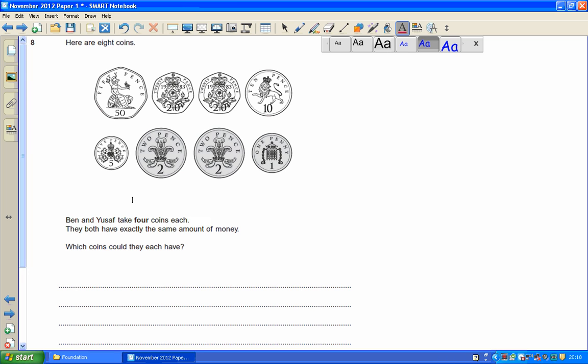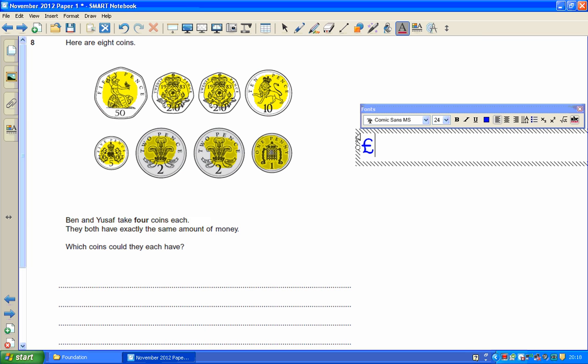Okay, so if they've got the same amount of money each, then the first thing we need to know is how much money they've got altogether. So if we add them up, we've got ourselves 50p, add 20p, that's going to be 70, add 20p, that's 90 pence, and add 10 pence is going to be £1 on the top row, and then 5 pence, 7 pence, 8 pence, 9 pence, 10 pence on the bottom. So altogether we've got £1.10.